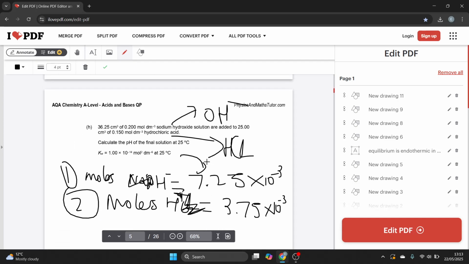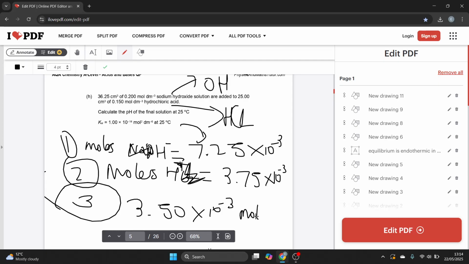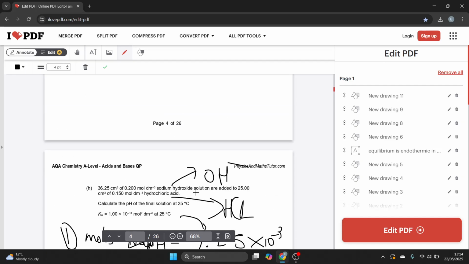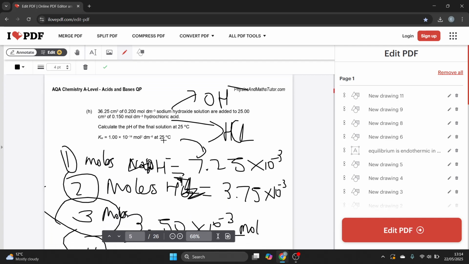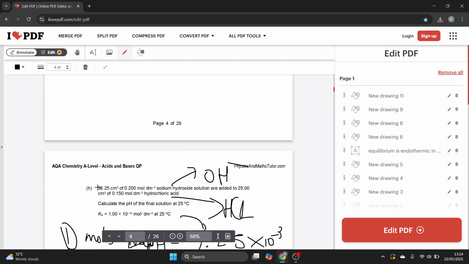The first step in these questions is usually the hardest. Once you've worked out moles, what do you do next? Well, I know they're reacting with each other, so what I'm left with is going to be 3.50 times 10 to the power minus 3 moles. That's moles, but I don't care about moles, I care about concentration. Concentration is moles divided by the volume, which is the volume of the total thing, isn't it? So it's going to be divided by 61.25.